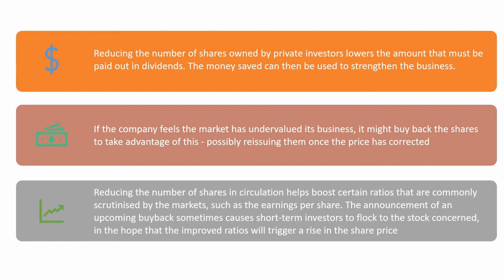Reducing the number of shares in circulation helps boost certain ratios that are commonly scrutinized by the markets, such as the earnings per share. The announcement of an upcoming buyback sometimes causes short-term investors to flock to the stock concerned in the hope that the improved ratios will trigger a rise in the share price.